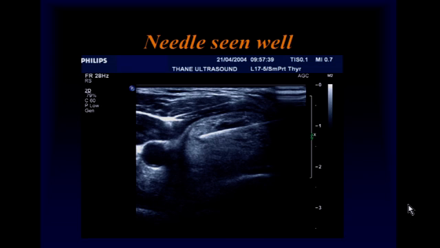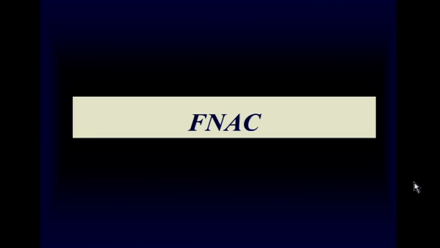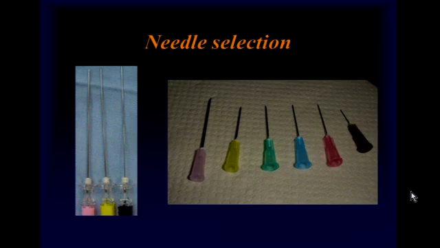Here's an example. If everything goes fine and your technique is fine, you can see the needle through and through after you have entered the skin till you reach your target. Let's talk about FNAs, which are most commonly done. We have a choice of needle starting from 18 gauge to 24 gauge.